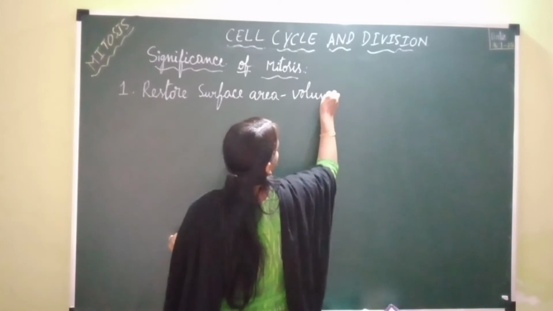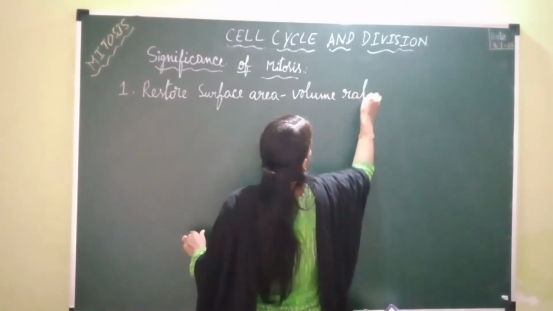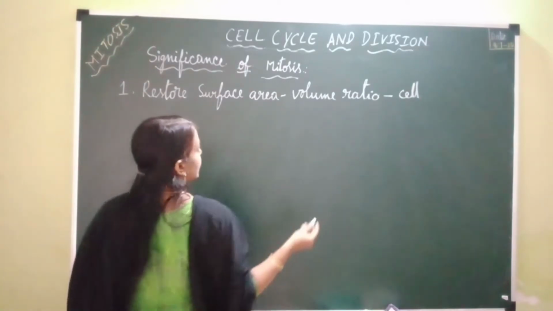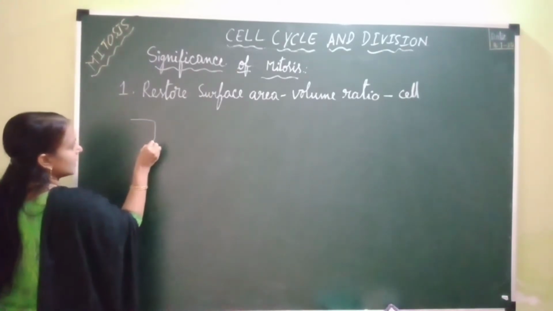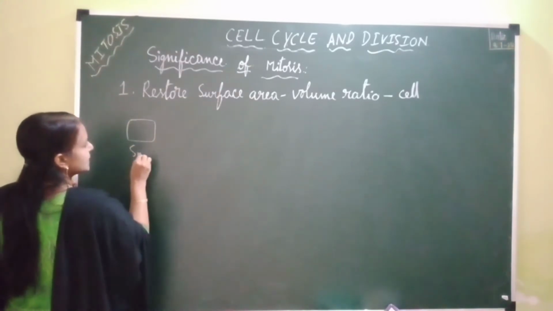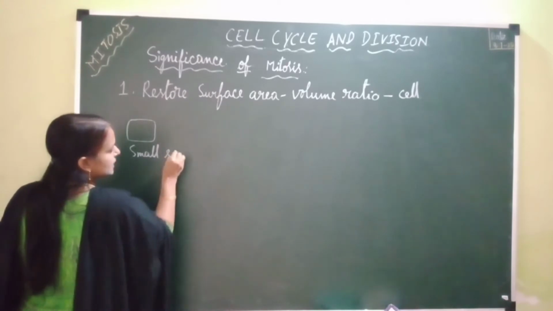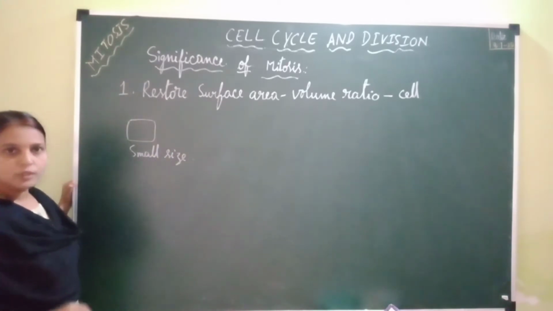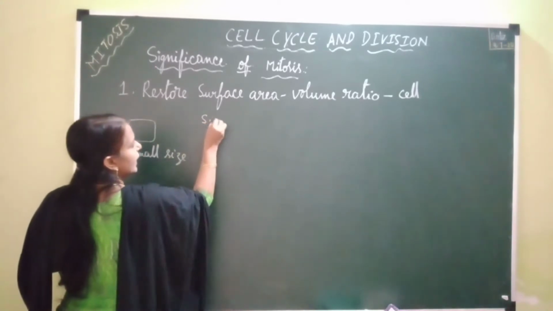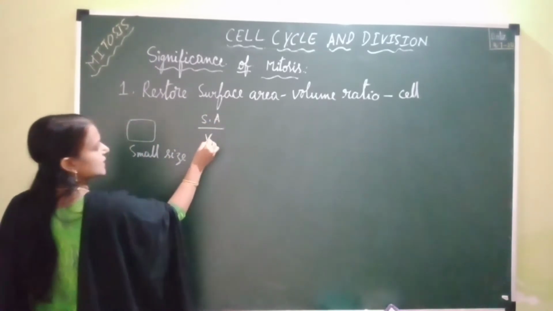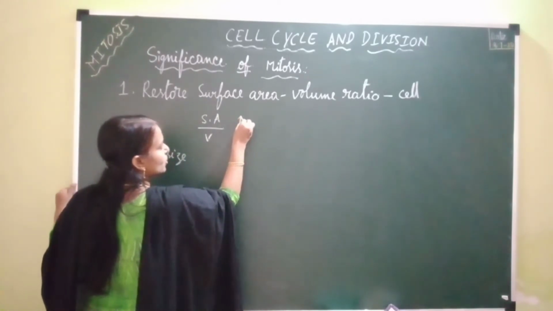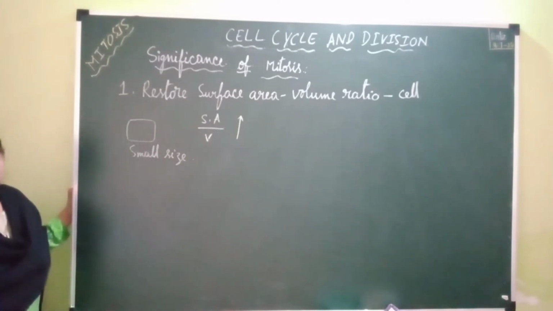So what is the surface area to volume ratio of a cell? Let's say this is a small sized cell. In case of a small sized cell, its size is very small, and its surface area is more than its volume. Volume is nothing but size. So the surface area to volume ratio is high in a small sized cell.